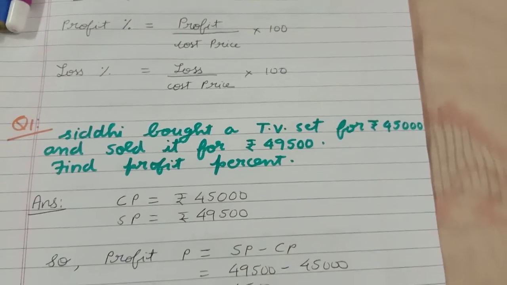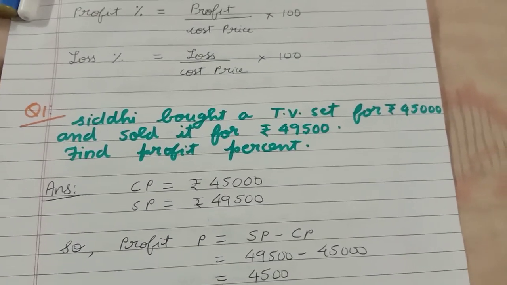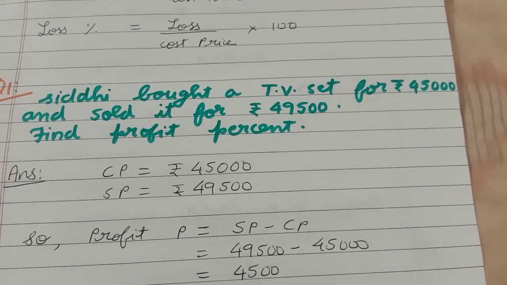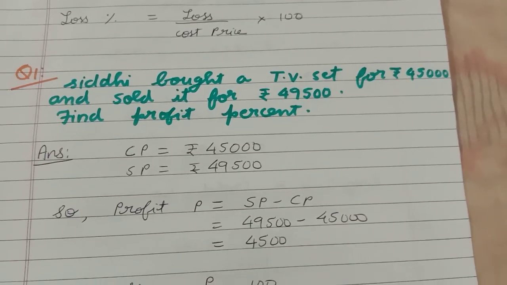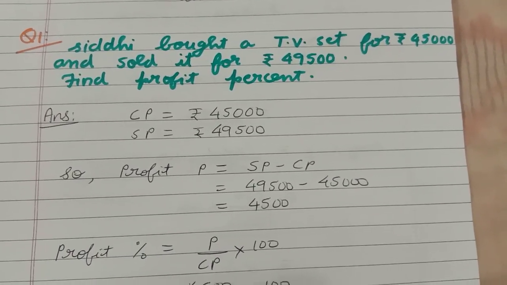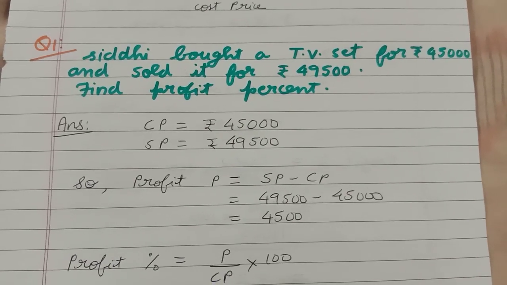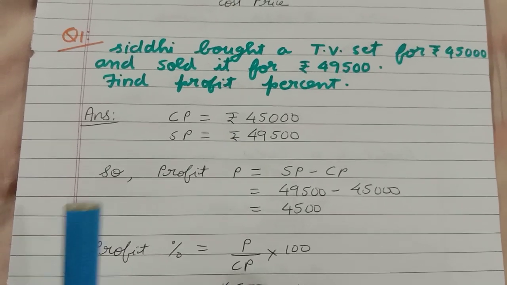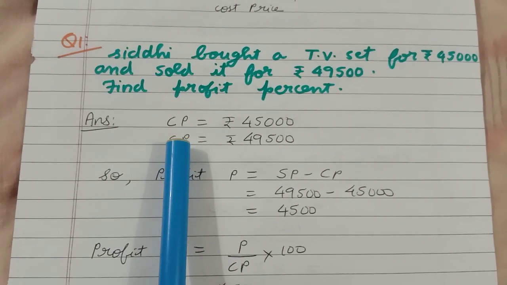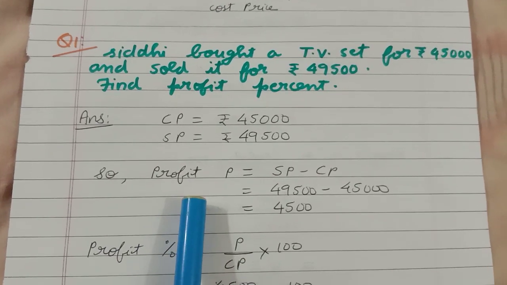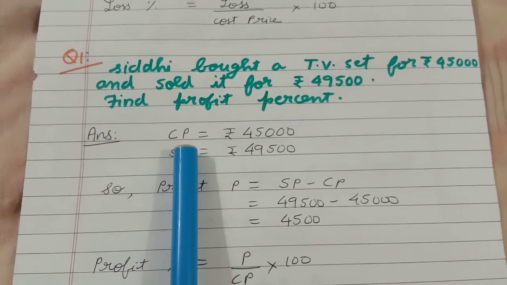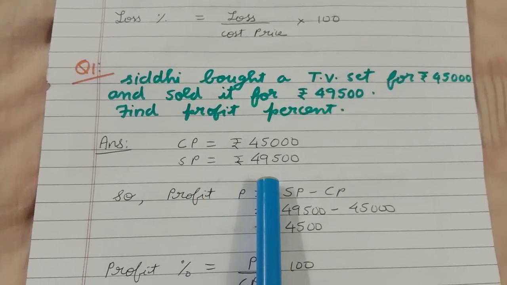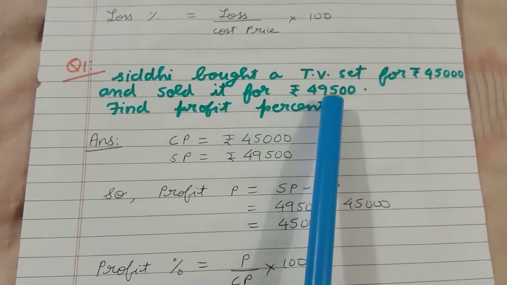Let us start with some numericals. Siddhi bought a TV set for rupees 45,000 and sold it for 49,500 rupees. Let us collect the data, and my dear friends, make a habit of collecting the given data before jumping on to solve the problem. So collect the data. Cost price 45,000, selling price is 49,500. She sold it for 49,500.